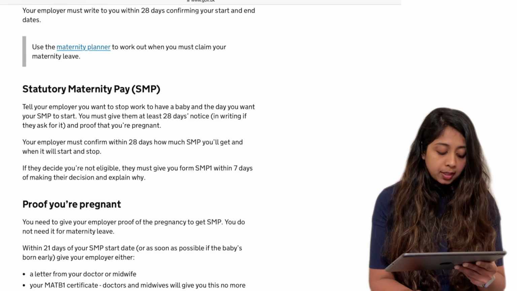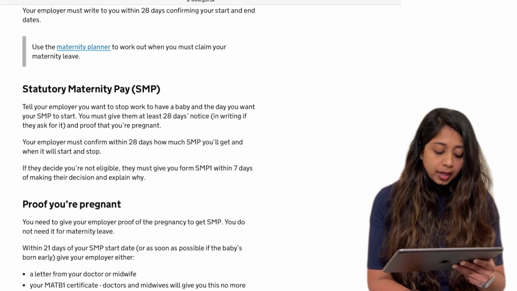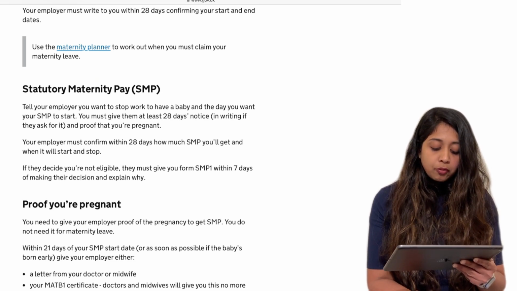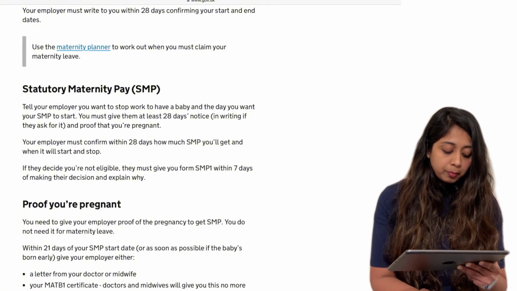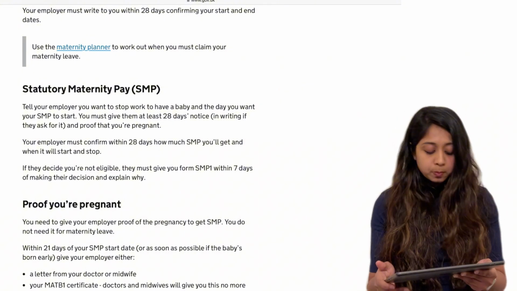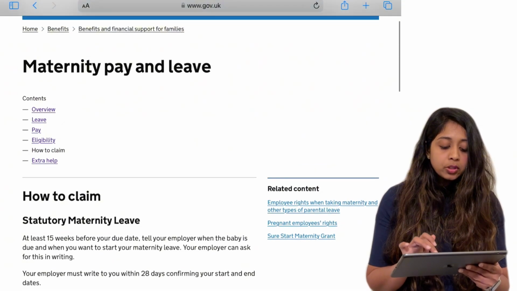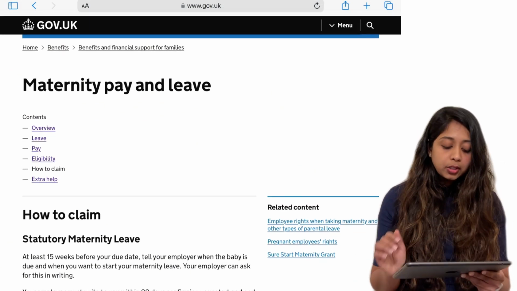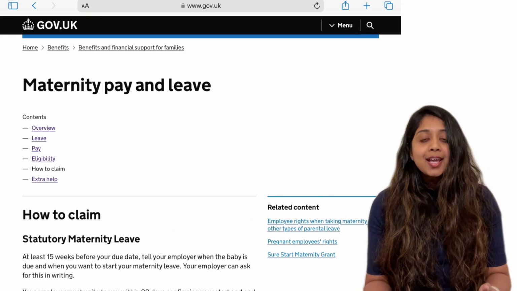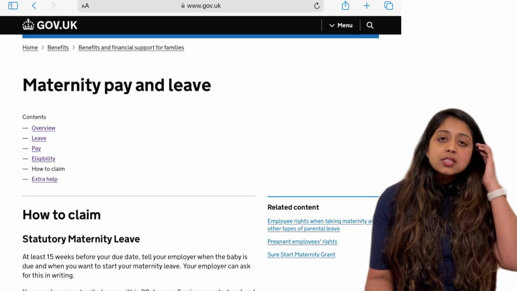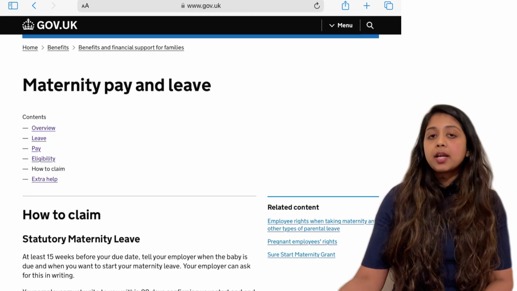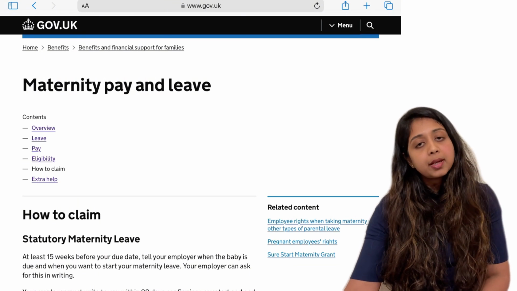Then if they decide you are not eligible, they must give you form SMP1 within 7 days of making their decision, and they should explain why as well. So this is about how to claim your statutory maternity leave and statutory maternity pay. This is the full guidance available on the UK government website regarding statutory maternity pay and statutory maternity leave.